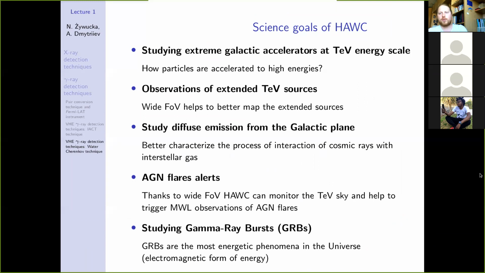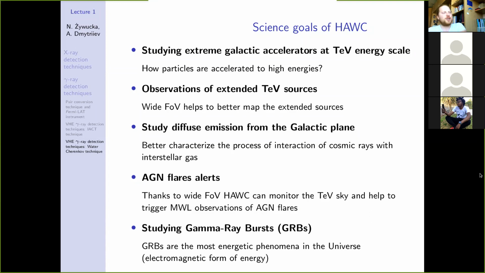So this is one example where HAWC is really useful. And finally, you can also use HAWC to study gamma ray bursts. Gamma ray bursts are the most energetic phenomena in the universe, in fact, in electromagnetic form of energy. There are three levels. Quasars are the brightest sources in the universe with persistent flux, constantly shining, non-transient phenomena. The most energetic phenomenon in electromagnetic form of energy is a transient phenomenon, gamma ray bursts.